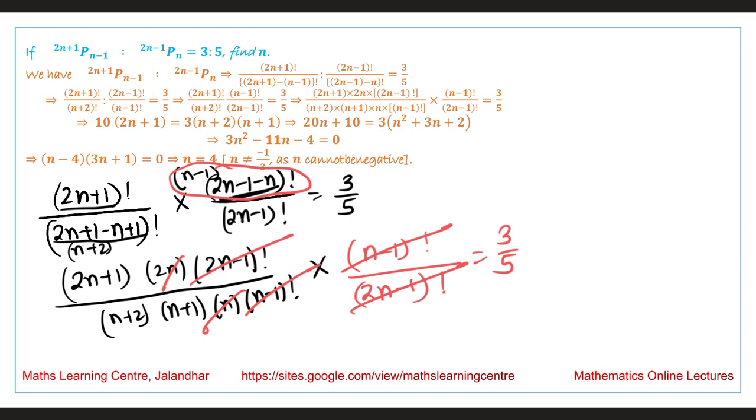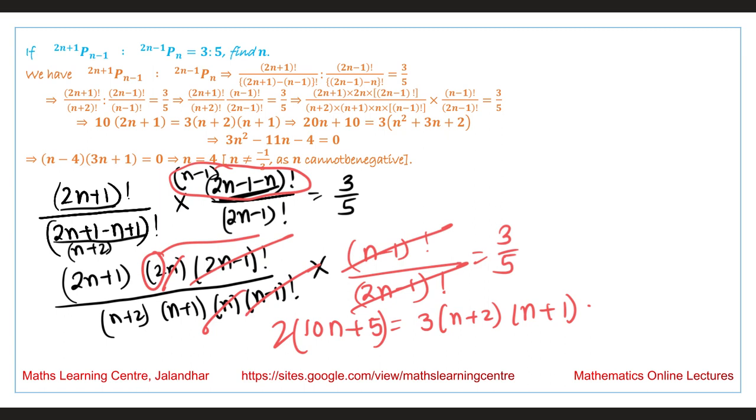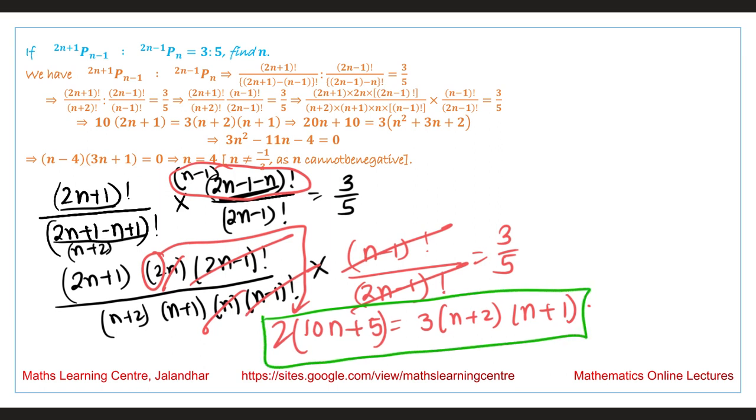So what we are left with is 10n plus 5 is equal to 3 into (n+2) into (n+1), and the 2 is already there. When we simplify this equation, it gives us a quadratic equation: 20n plus 10 is equal to 3 times (n square plus 3n plus 2). So this gives us the equation 3n square minus 11n minus 4 is equal to 0.